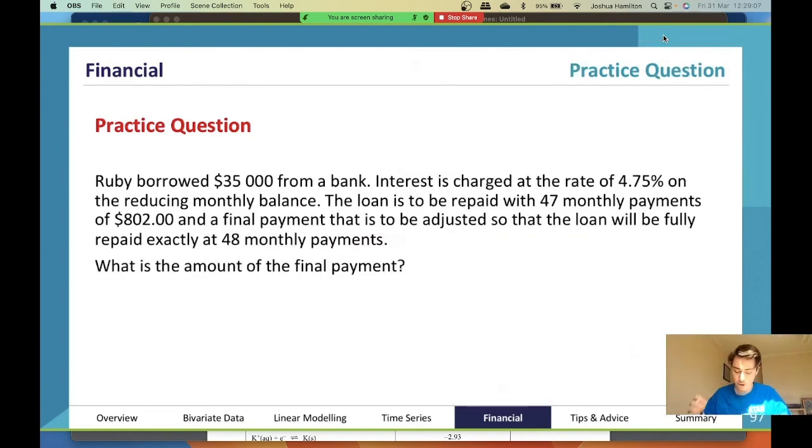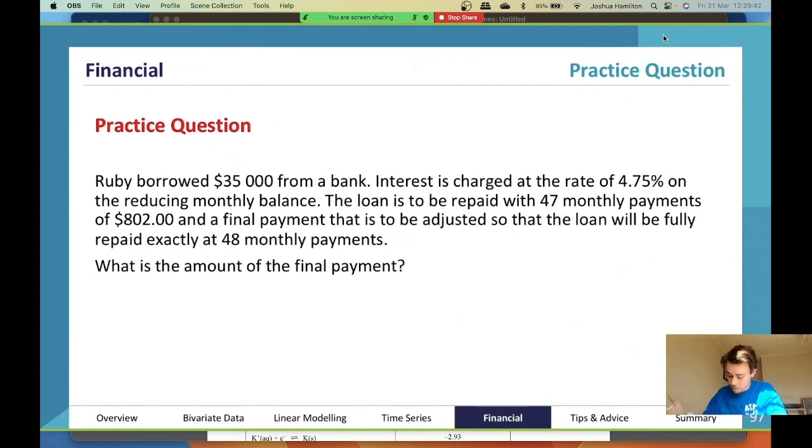Next one, Ruby borrowed $35,000 from a bank. Interest is charged at a rate of 4.75% on a reducing monthly balance. The loan is to be repaid with 47 monthly payments of $802 and a final payment that is to be adjusted so that the loan is repaid exactly at 48 months. So what it's saying is if I pay $802 for 48 months, I'll pay too much. So at 47 months, I need to then stop and go, all right, how much will I owe with the interest of the last month? And you pay that off.